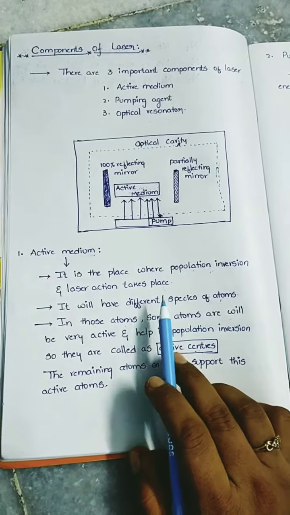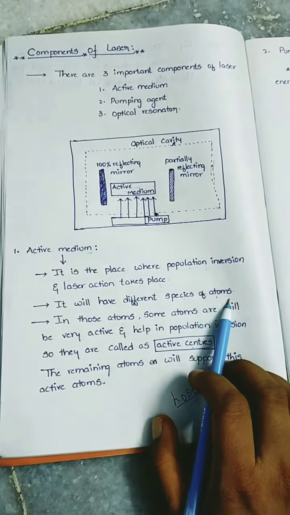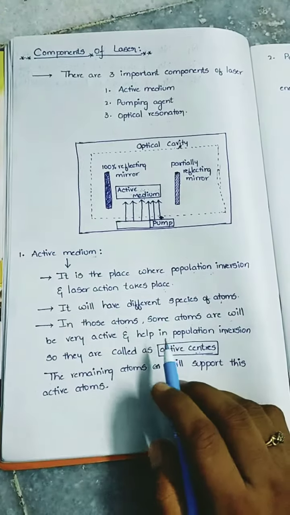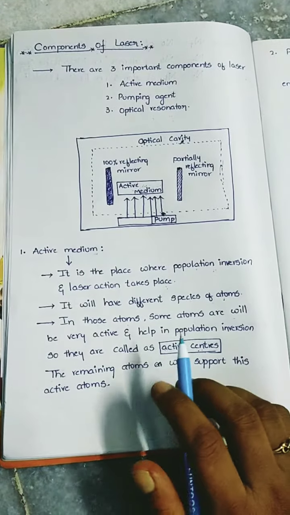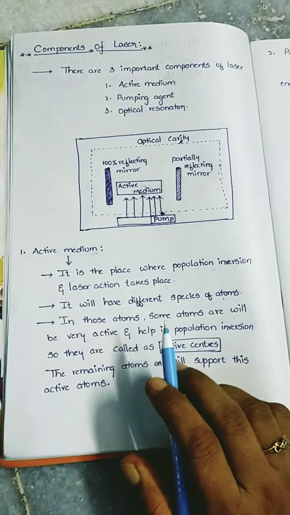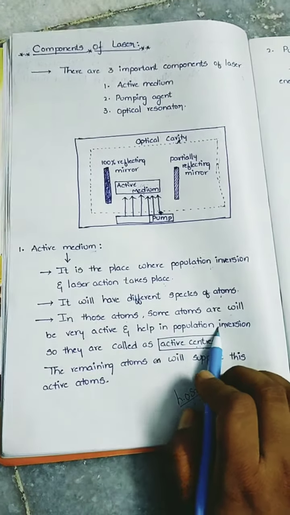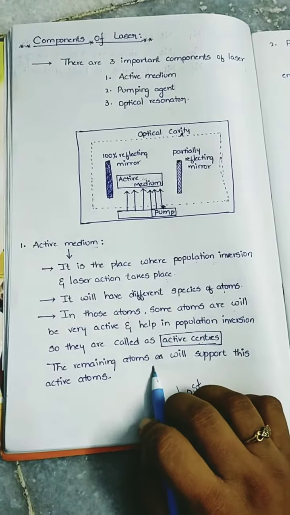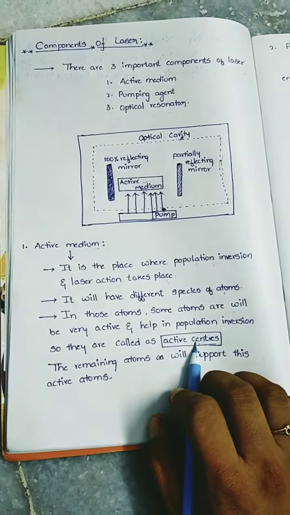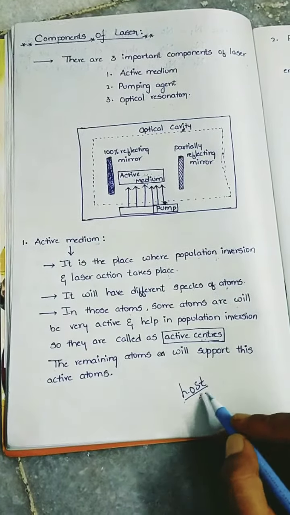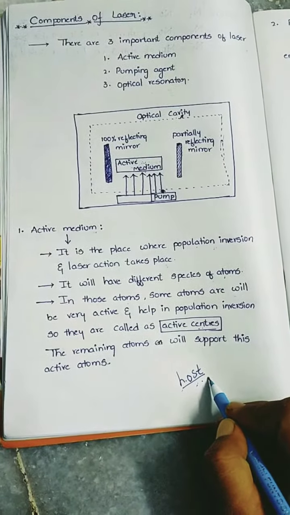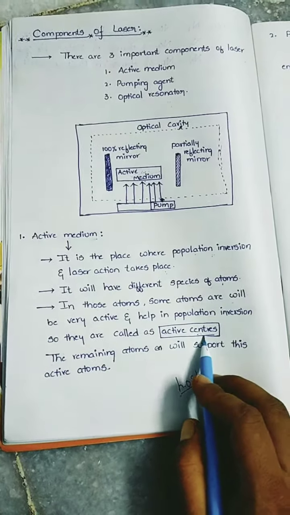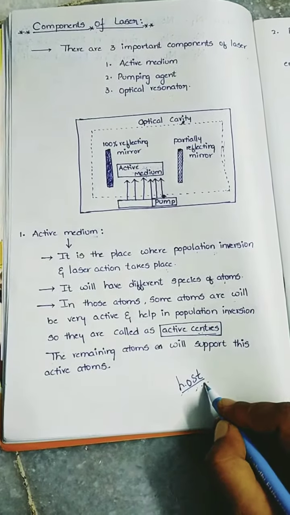Now this part will have different species of atoms. In that, some atoms will be very active. Those active atoms will help in population inversion, so they are called active centers. And the remaining atoms which are supporting these active centers are called host atoms.